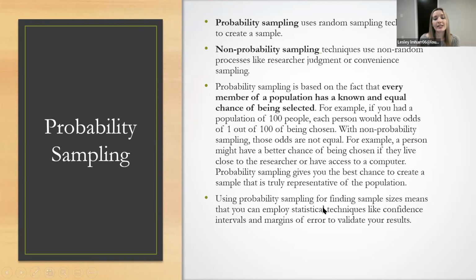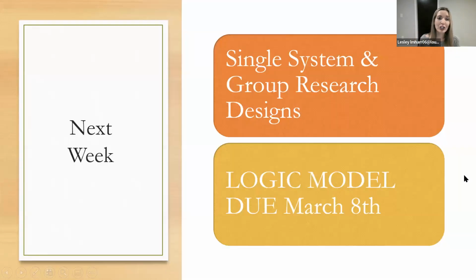So the reason why people are so attached to probability sampling is because it is linked to validation, something that is not really in the wheelhouse of non-probability sampling. Okay, so that is a quick and dirty explanation of the differences between probability and non-probability sampling.